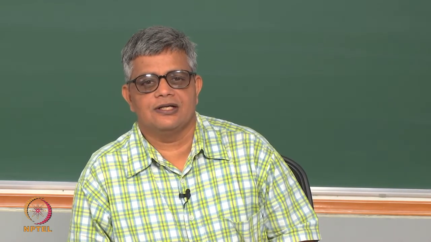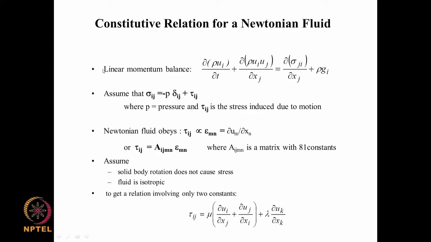In the last tutorial lecture we derived the constitutive equation for a Newtonian fluid. Let us summarize the arguments for this. The linear momentum balance equation applied gives us this equation here: ∂/∂t of ρu_i plus ∂/∂x_j of ρu_i u_j equal to ∂/∂x_j of σ_ji plus ρg_i, which is the body force.